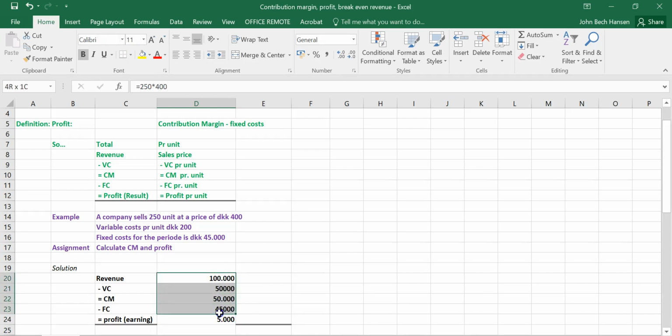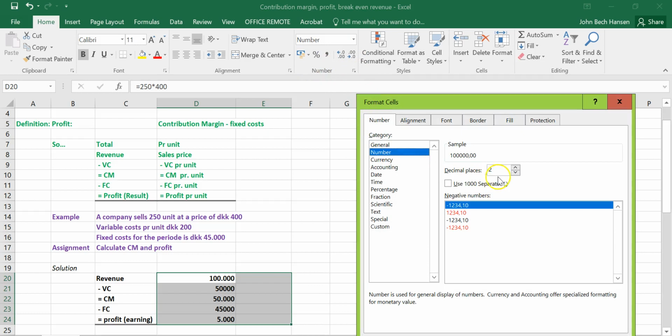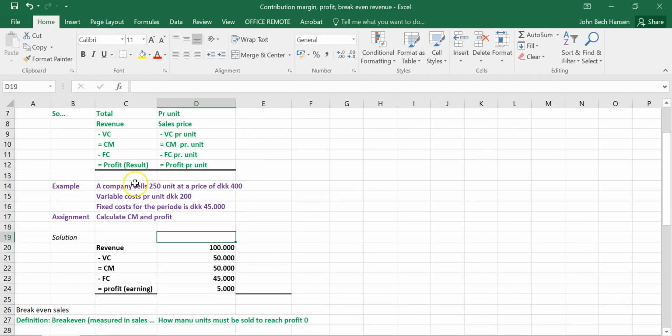I'll just make them all with 1,000 separators, like this. So this is total. And of course, I can do it per unit also.